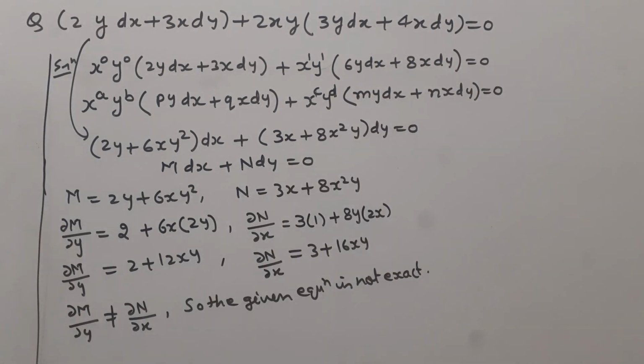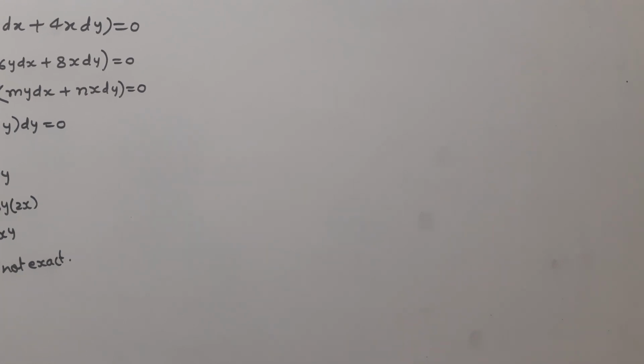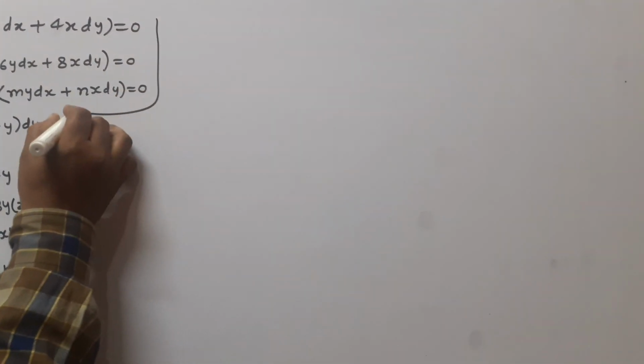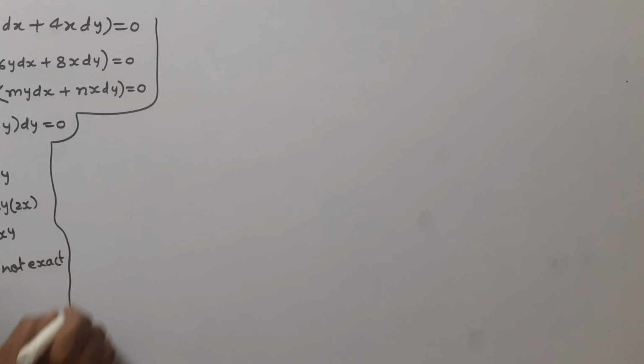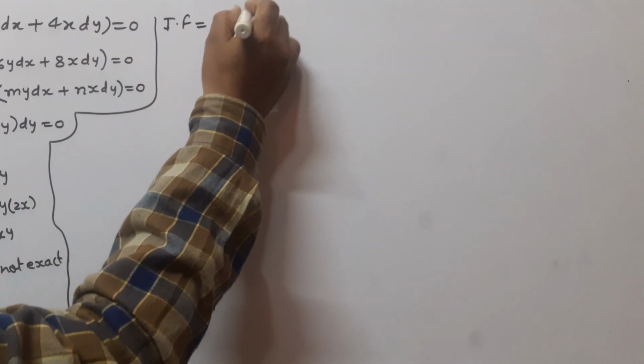So we apply method 5. We suppose that the integrating factor is x^h multiplied by y^k. So the integrating factor is x^h y^k. Now we multiply this integrating factor in the given equation.